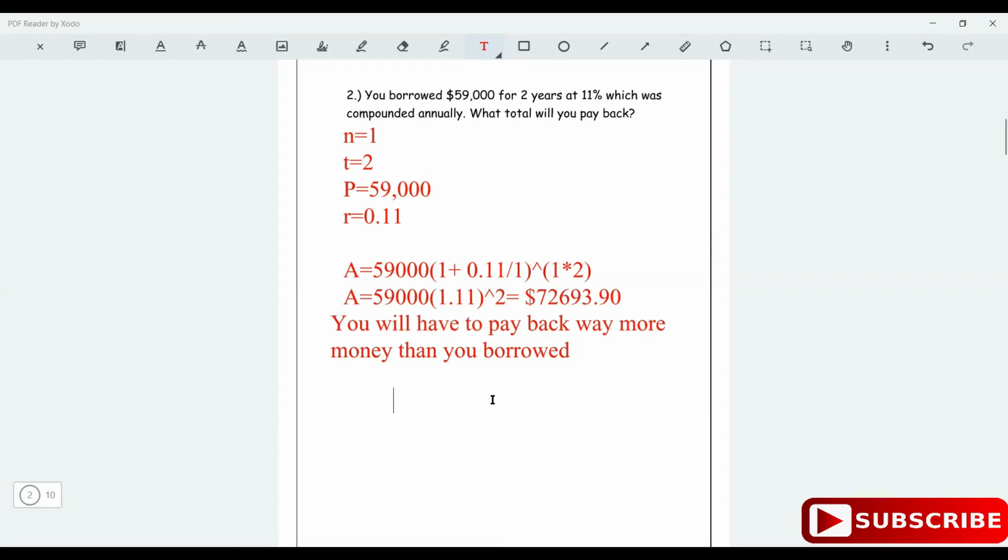So what's the message? Don't take any loan. Always remember that. Don't take any loan. Try to buy cash if you can. Don't take any loan.